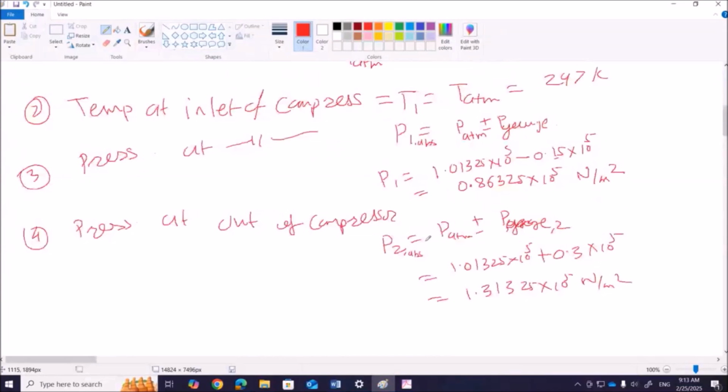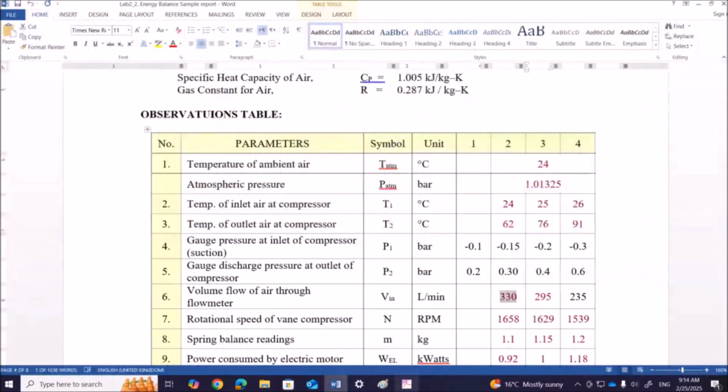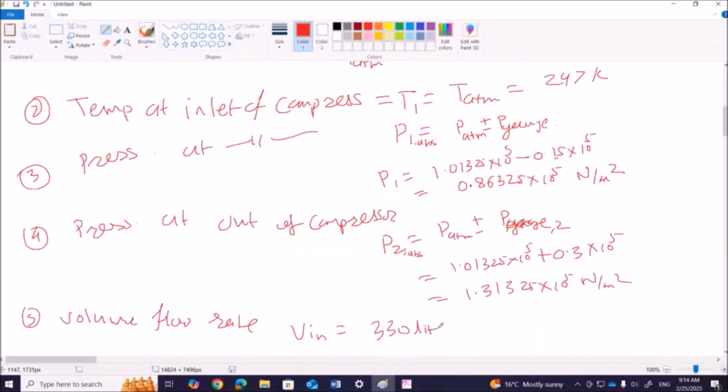Then volume flow rate, number 5. It is given V in. So how much V in? 330 liter per minute. So this is not an SI unit, so I need to convert it. 330 liter means 10 to the power minus 3 meter cube. I am not explaining you divide or multiply. No, replace. 1 liter is equal to 10 to the power minus 3 meter cube.